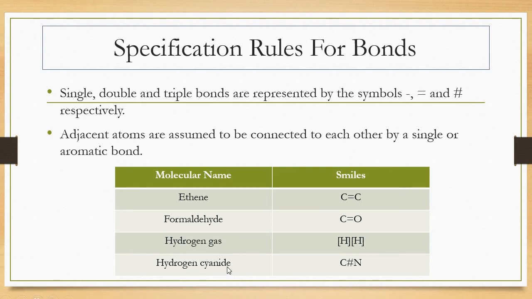Now the next is hydrogen cyanide, and because there is a triple bond between carbon and nitrogen, we use a hashtag sign here to represent the triple bond present between carbon and nitrogen. So these are the specification rules for bonds.